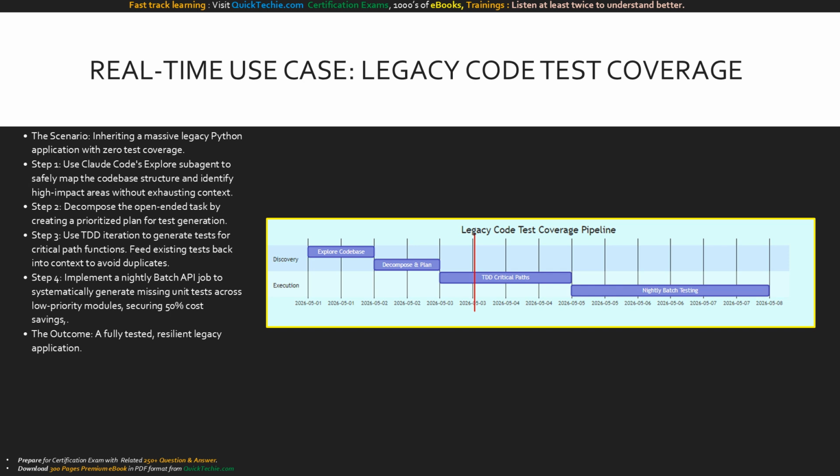Finally, Step 4. For the thousands of low-priority functions remaining, we implement a nightly batch API job to systematically generate tests, yielding a 50% cost savings for the business. The outcome is a resilient, fully tested application.